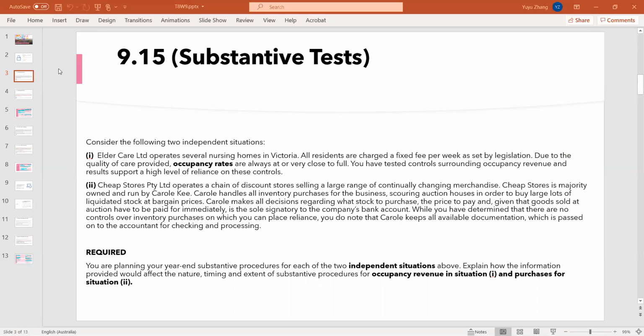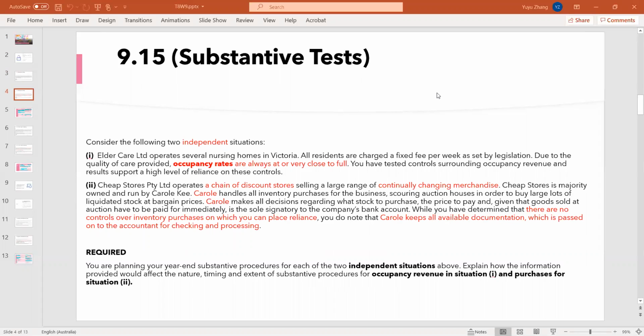So the four questions are actually very, very basic and simple. In the first question, you are planning your year-end substantive procedures for each of the two independent situations. You need to explain how the information would affect the nature, timing, and extent of the substantive approach for occupancy revenue in situation A and purchases in situation B. It is something that happened in a nursing home in Victoria.